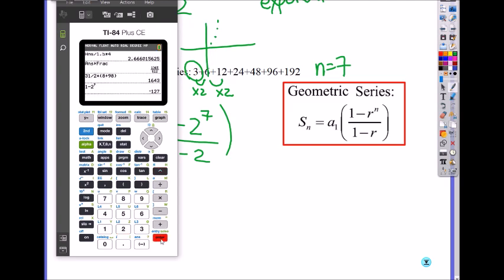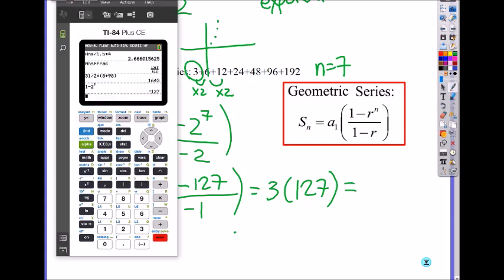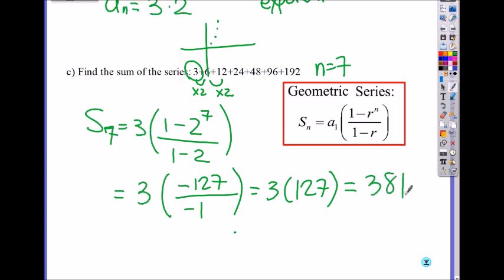Negative 127. And you divide it by what? What's 1 minus 2? Negative 1. So I get 3 times 127, which equals 381, but we divide by negative, so it becomes positive 381. You can double check your answer by adding these 7 numbers. All right? This was an easy one. Why? They gave you all these numbers, so you could just plug into the calculator.